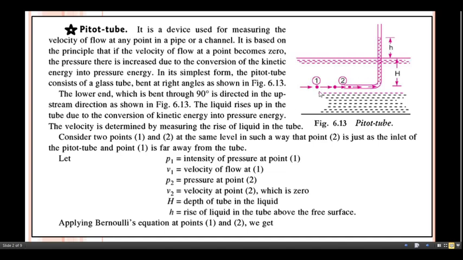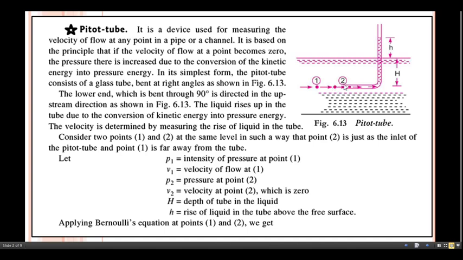Consider two points. Here is the first point, here is the second point, at the same level in such a way that point 2 is just at the inlet of the Pitot tube and point 1 is far away from the tube. Let P1, V1 be the pressure and velocity of flow at point number 1, and P2, V2 the pressure and velocity at point number 2.